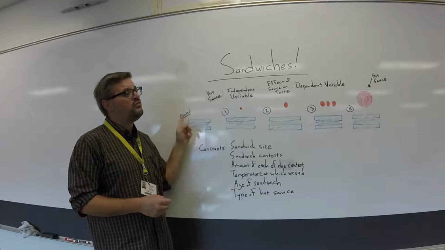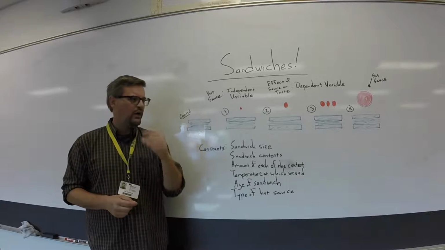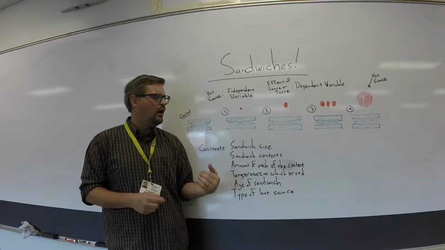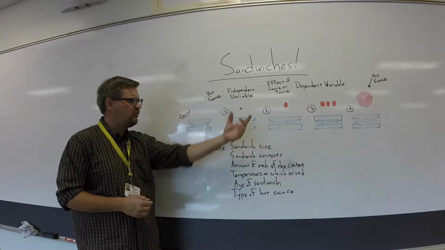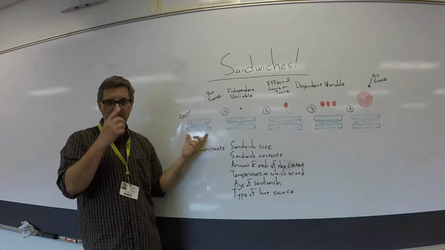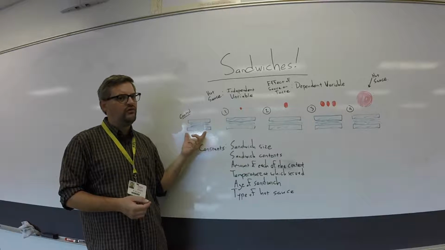So in this case, the first sandwich I've labeled a control group. Not all experiments have a control group. Some do, others don't. It's all about whether or not it's feasible to actually have a control group. If you can have one, you do in an experiment. In this case, it's simply a sandwich with no hot sauce. And we know that that sandwich probably will not be spicy.